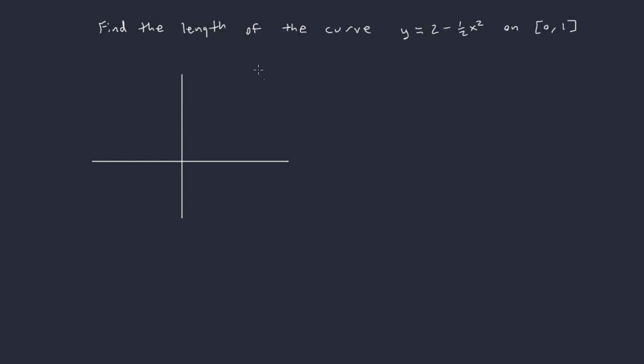Alright, so for this example, let's find the length of the curve y equals 2 minus a half x squared on the interval 0 to 1. So it looks something like this, and I believe it intersects the x-axis. If we set that equal to 0 and move some things around, we'd get x squared is equal to 4. So this would be negative 2 and 2. So we're really looking for this length here.